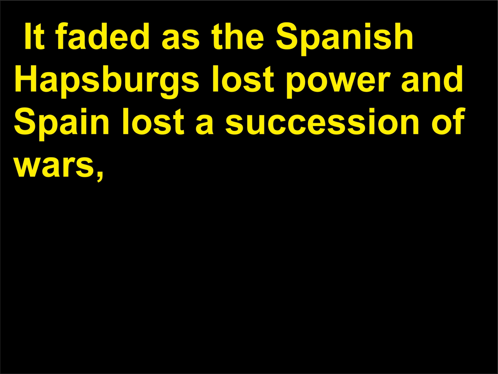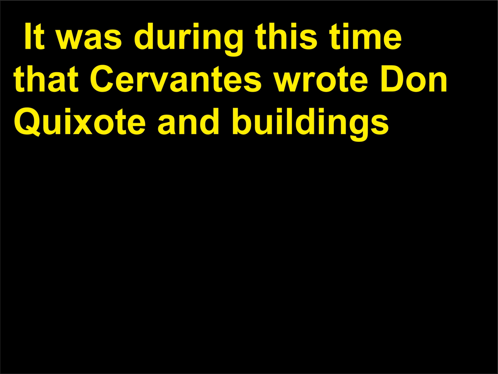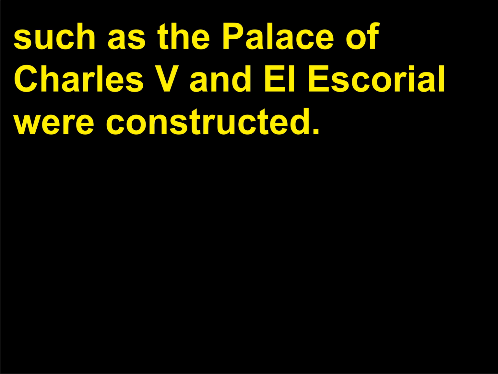It faded as the Spanish Habsburgs lost power and Spain lost a succession of wars, including wars with the Netherlands and England. It was during this time that Cervantes wrote Don Quixote, and buildings such as the Palace of Charles V and El Escorial were constructed.